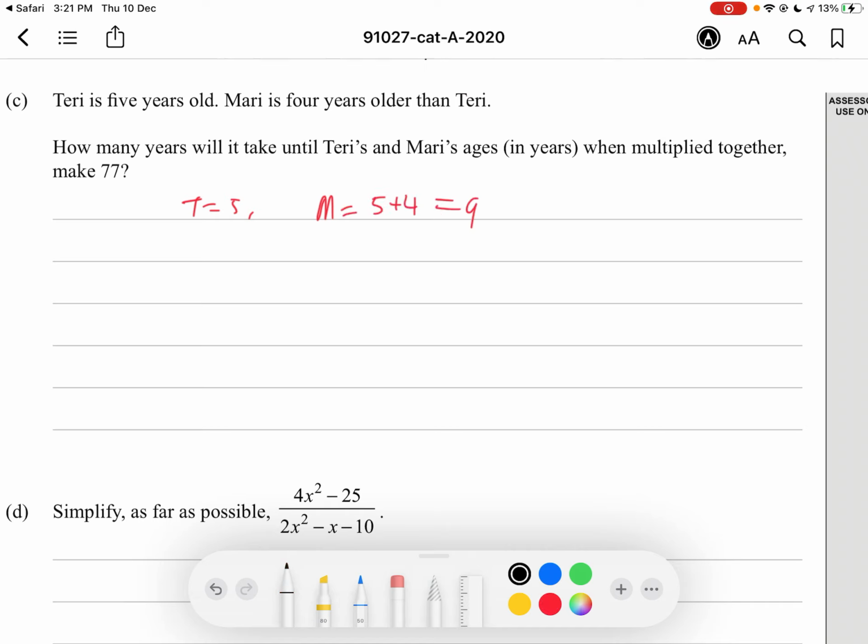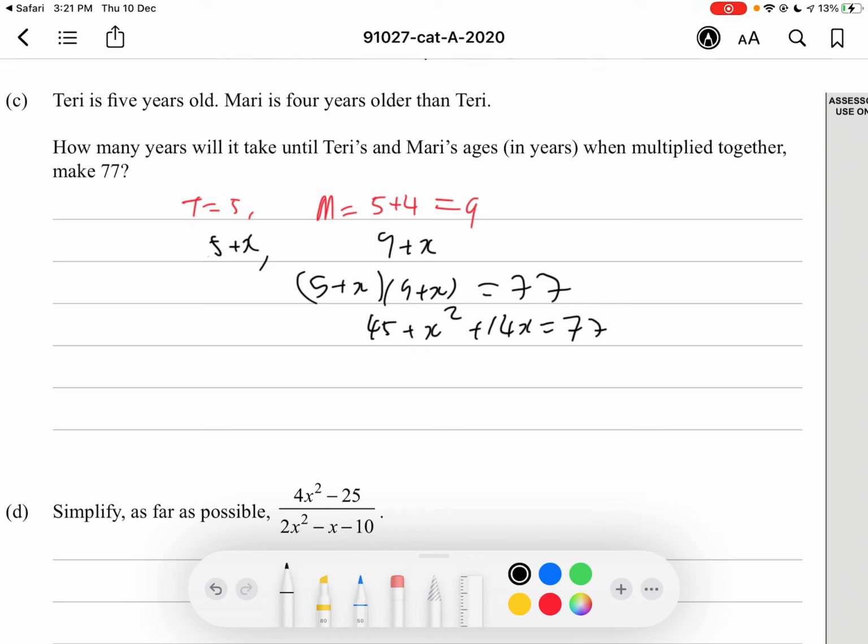After x amount of years, they're both going to gain x amount of age. So the age after x years will be 5 plus x, and this will be 9 plus x. Therefore, if we multiply these two together, we'll get 77. So (5 plus x) times (9 plus x) equals 77. 45 plus x squared plus 14x equals 77. Therefore, x squared plus 14x plus 45 minus 77.